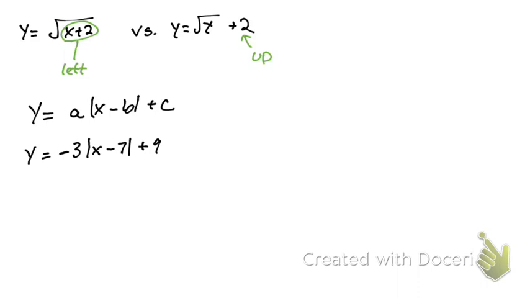So those are things. I think that's probably the easiest way, because people mess these up on the test, is to just write this out and go, okay, A is my stretch, B is left or right, C is up or down, fill in those terms, and it makes it a little easier on yourself.